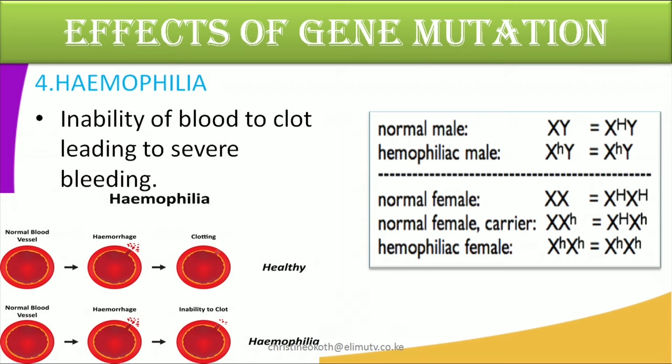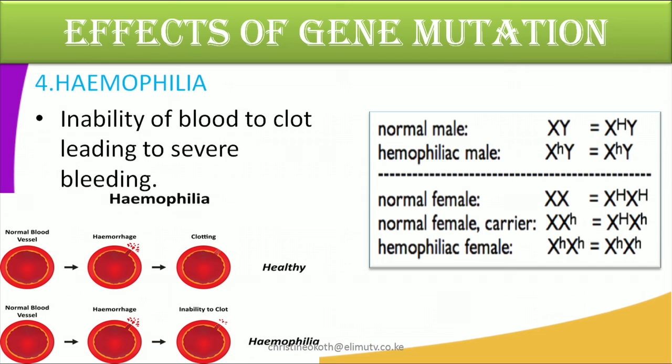In our illustration, if somebody has a normal blood vessel and there is damage to the vessel, the blood will clot very fast. It will prevent the oozing of the blood, so this person is healthy. But if a person with hemophilia has a damaged vessel, there is an inability to clot, and the person will lose so much blood. This condition is what we call hemophilia.